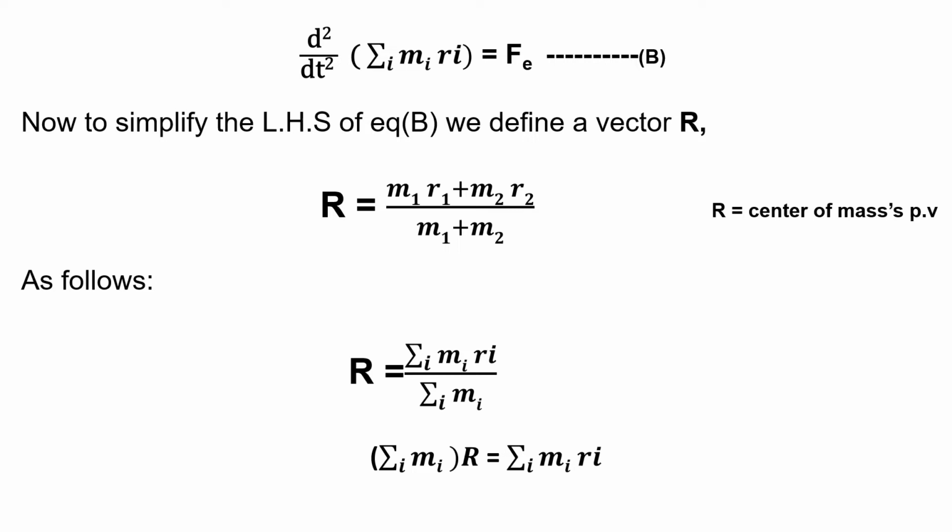That value of the summation of m_i r_i can be substituted in the place of capital B. So the above equation B can be written as d square over dt square of the summation of m_i into capital R. That means it will be equal to the resultant of all the position vectors to the center of mass from all the particles in the system, that will be capital R, and the summation of m_i will be equal to the sum of all the masses. So we are substituting this value in the above equation B.